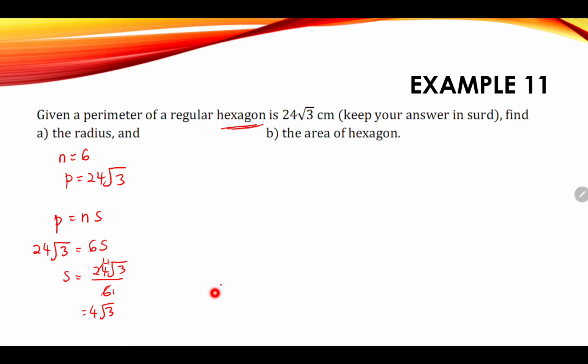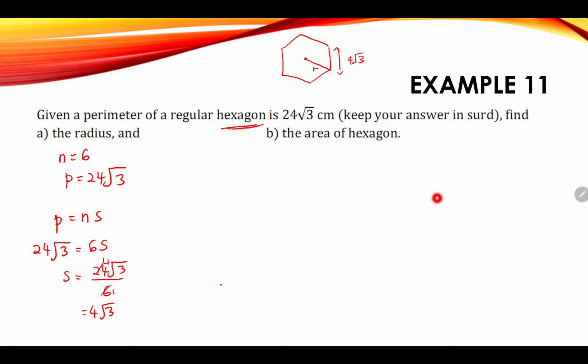Itu baru S. Okay, S adalah panjang side. Okay, hexagon and dia 6 kan? 1, 2, 3, 4, 5, 6. Okay, yang ni yang 4 root 3. Tapi soalan ni nak cari radius, which is this one sampailah sini. Kita nak cari R.